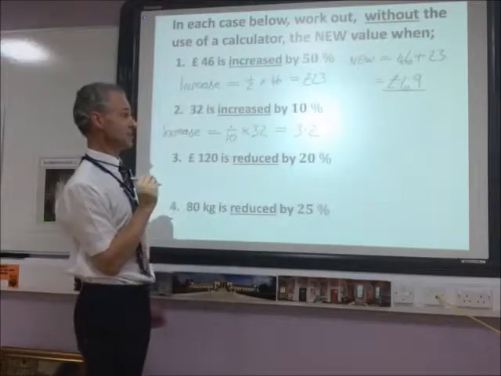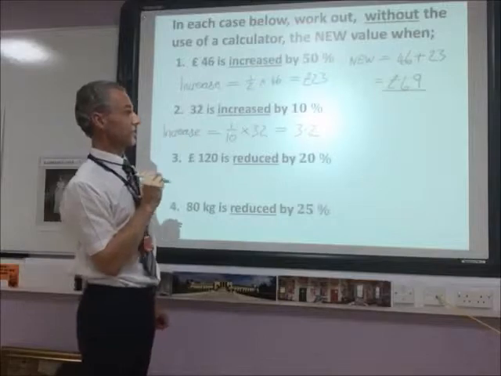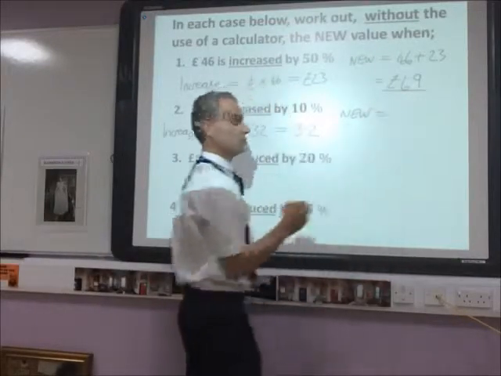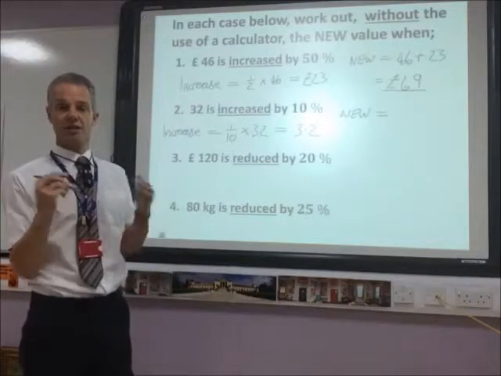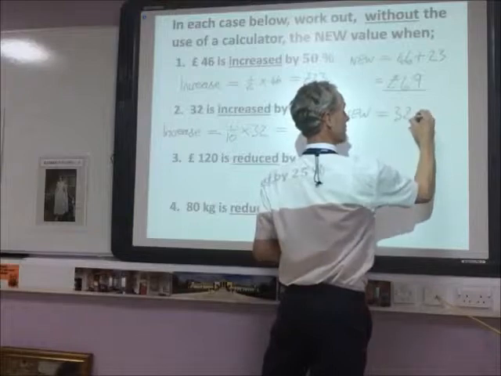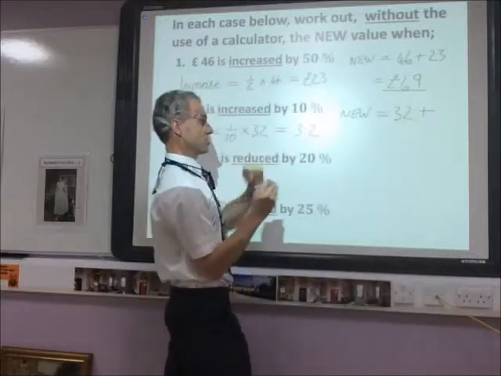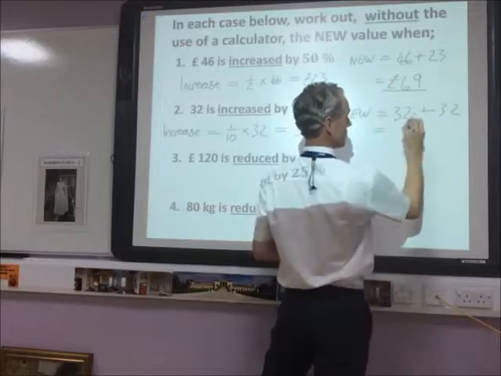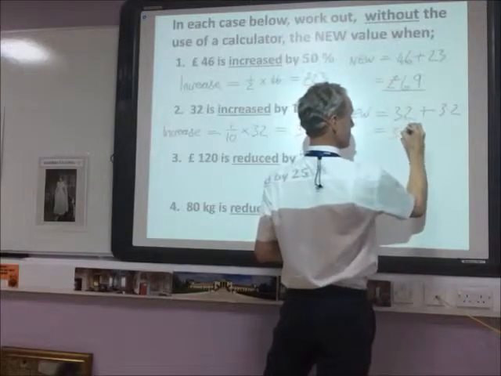Okay, that's only the increase. What I now need is to find out the new value. So my new value will be what I started with, and then add on the increase. So I started with 32, add on my increase, which was 3.2, and I'll end up with, add those two together, 35.2.